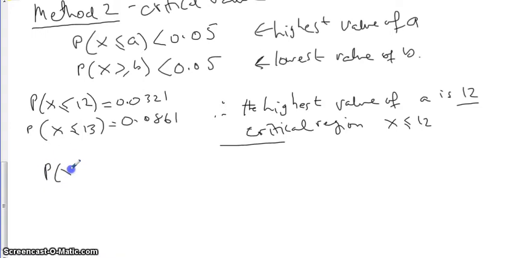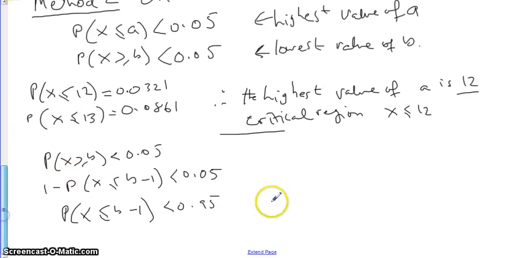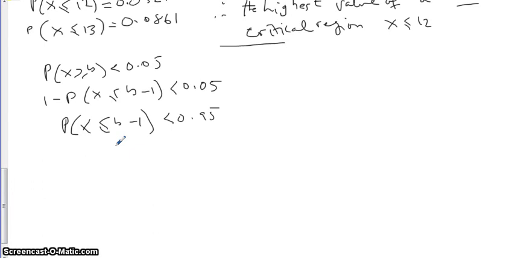Well, we've got the probability x is greater than or equal to b is less than 0.05. That's the same as the probability of x is less than or equal to b minus 1. And we can rearrange that to form the equation where we've got that less than 0.95. Again, if we go back to our tables, we should be able to see that that region in fact lies between 18 and 19.